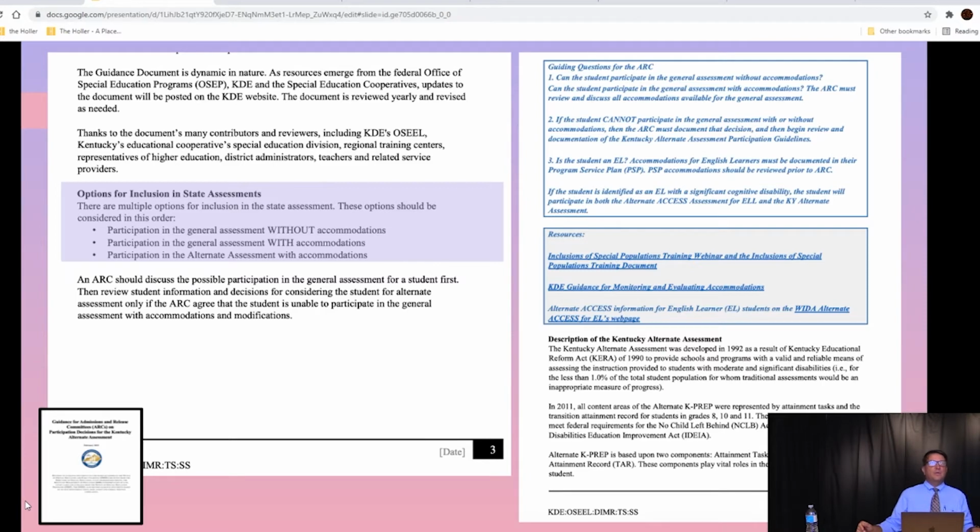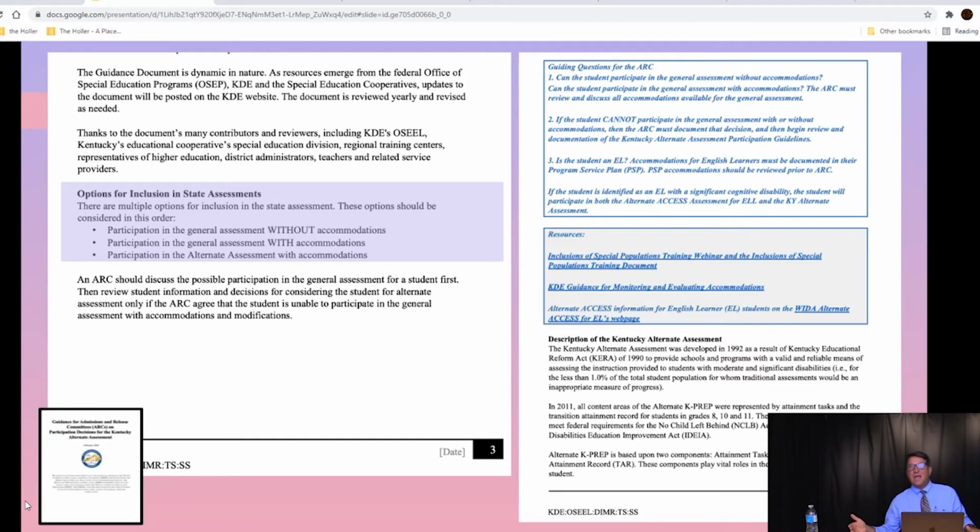And so you're just going to have to really go through that and discuss that. And it says an ARC should discuss the possible participation in the general assessment for a student first, and then review the student information decisions for considering the student for alternate assessment only if the ARC agrees that the student is unable to participate in the general assessment with accommodations and modifications. And you see, with your guiding questions, can the student participate in the general assessment with accommodations? If the student cannot participate, then it tells you what to do.